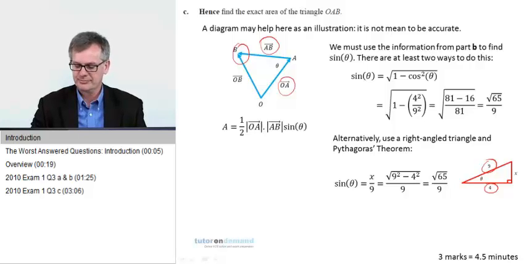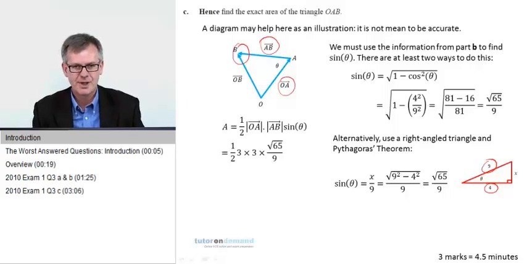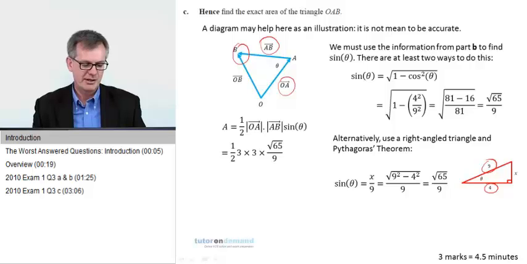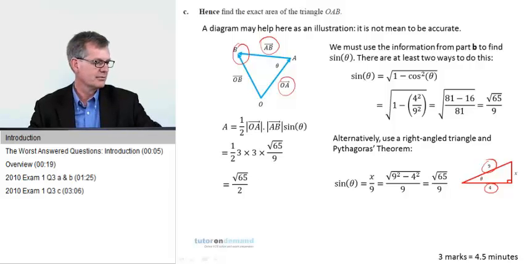So now that we've got sine theta as root 65 over 9, we can just put it into our equation. We have a half times 3 times 3, root 65 over 9. Pretty simple mathematics there to work out that it's root 65 over 2. So there you have the exact area of the triangle.